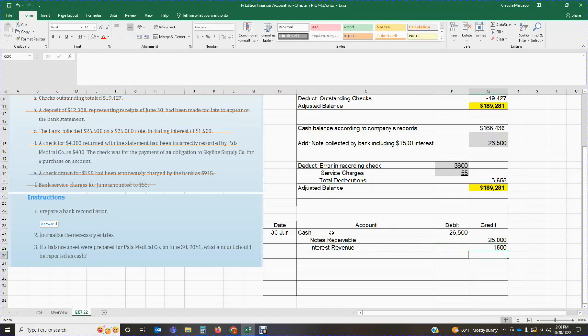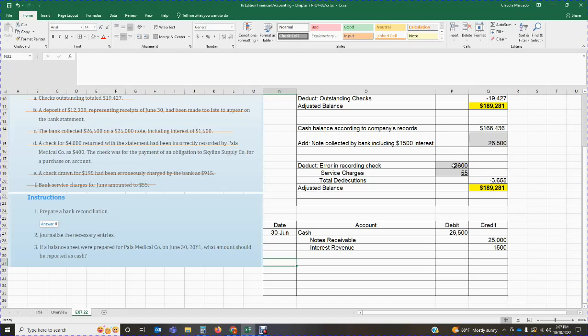So this is my entry. We received cash of $26,500. I'm going to decrease my note receivable balance by $25,000. And I charge interest of $1,500, so I'm going to take that to my interest revenue account. Okay, so that takes care of that entry right there. Now let's look at that $3,600 entry.